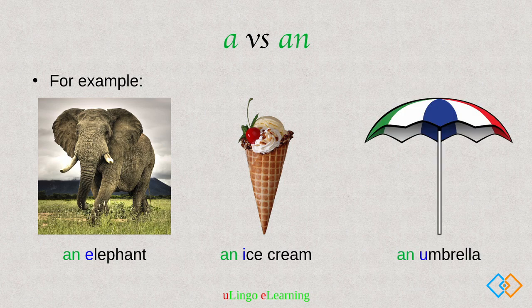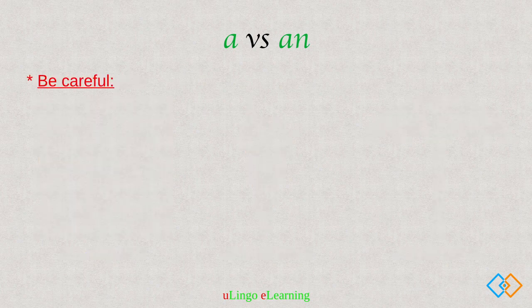As you can see, elephant starts with the letter E and the sound is E. Ice cream starts with the letter I and the sound is I. Umbrella starts with the letter U and the sound is A. All of them are vowel sounds. Be careful, sometimes you see a word starting with a consonant letter, but the actual sound is a vowel sound.